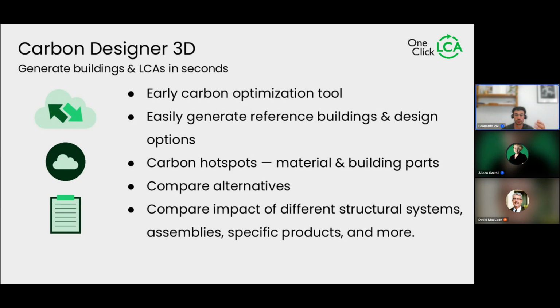The other thing that you can also do is compare alternatives and compare impacts of different structural systems, assemblies, specific products and more. And you can see that we're going into a bit more of a detailed look at how we could reduce the impacts of certain building elements or even materials within the design.